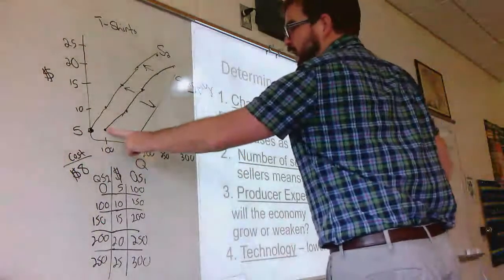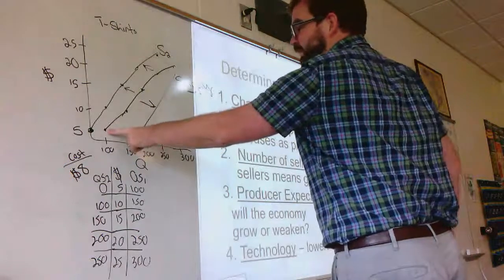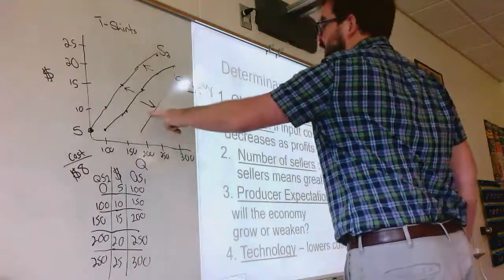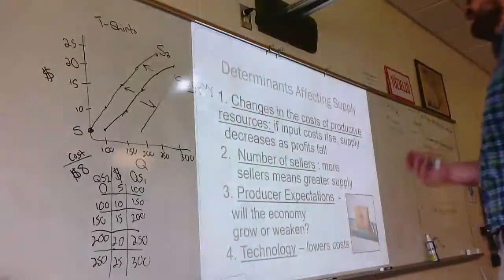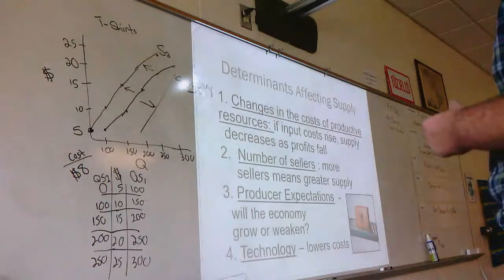So before, at $5, we can make 100 shirts. But let's say that cotton becomes a lot cheaper. Well, now at $5, we'd be willing to make a lot more. At $10, we'd be willing to make a lot more because it's easier to make it. All right, the number of sellers is also an important factor here, right?